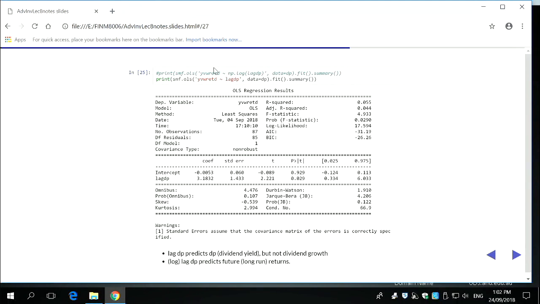Now if I run the regression of future return on the lag DP, what I see here is the coefficient is really big, and that's highly persistent. So indeed, the DP ratio predicts the future price movement, which is the return, but not the future dividend movement. So the lag DP predicts the future DP, not the dividend growth, and the lag DP predicts the future returns in the long run. Let's take a break, and we'll explain why this is actually relevant.